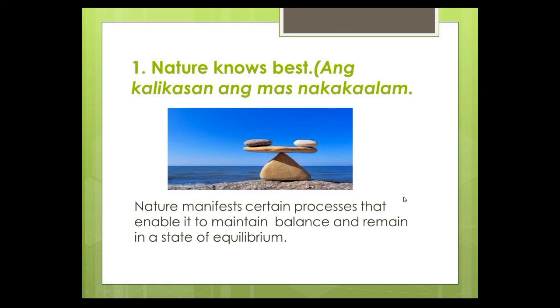Alright, so unang-una na dyan ay nature knows best. Ang kalikasan ang mas nakakaalam. So, nature manifests certain processes that enable it to maintain balance and remain in a state of equilibrium. So, when we say state of equilibrium, ibig sabihin lang nun na lahat ng element in nature ay balanced at nagfa-function ng maayos. Paano nga ba natin nasasabi na ang kalikasan ang mas nakakaalam sa mga bagay-bagay sa ating mundo?